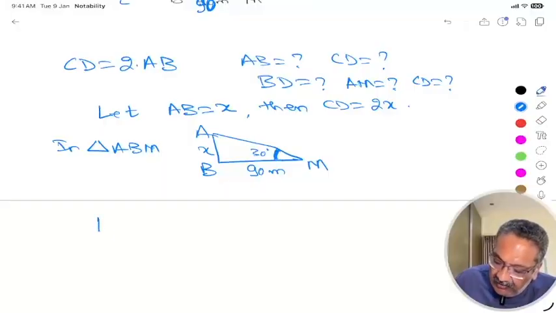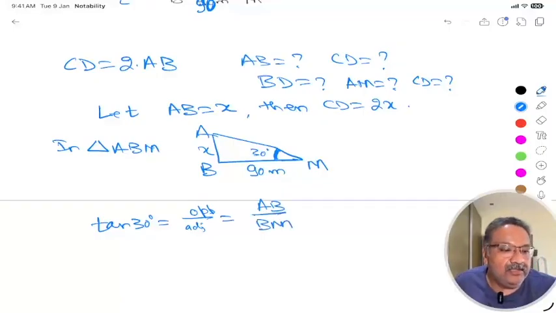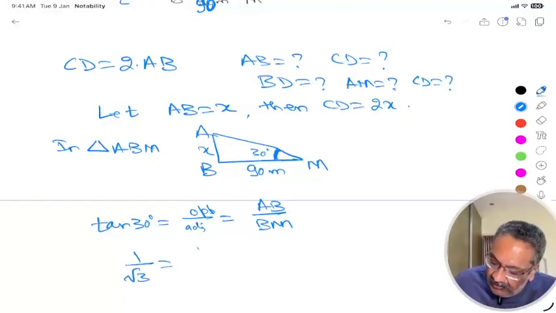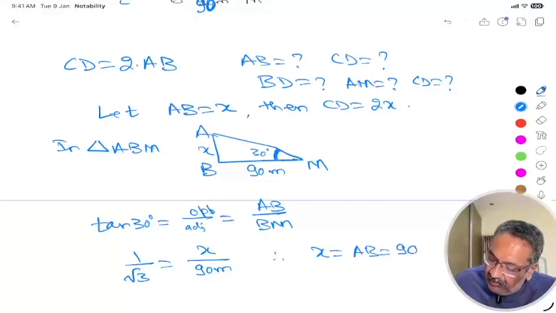Now what is adjacent, we know. So let us take tan 30. Tan 30 degrees will be opposite by adjacent, which is equal to AB by BM. What is the value of tan 30 degrees? 1 by root 3. So 1 by root 3 is equal to AB is X by BM is 90 meter. Therefore we got X is equal to AB is equal to 90 root 3 meters.